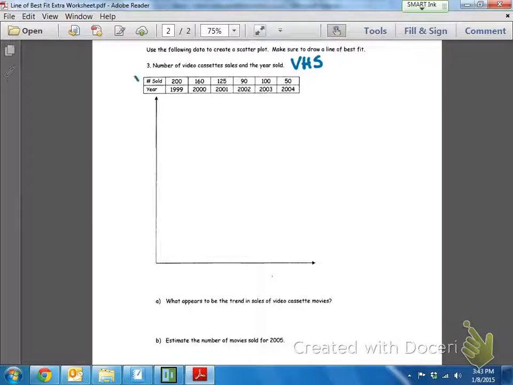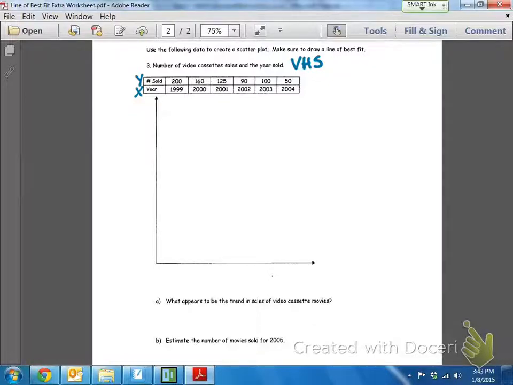Typically what I say is the top row should be X and the bottom row should be Y. And you could do it that way, you'll get the same answer. But remember when we're talking about time, which is in years, we always want time to be on the X axis. So I'm going to actually call this X and make number sold Y. Again, even if you do it flip-flopped, if you did number sold as the x-axis and the year as the y-axis, you'll still get the same answer.